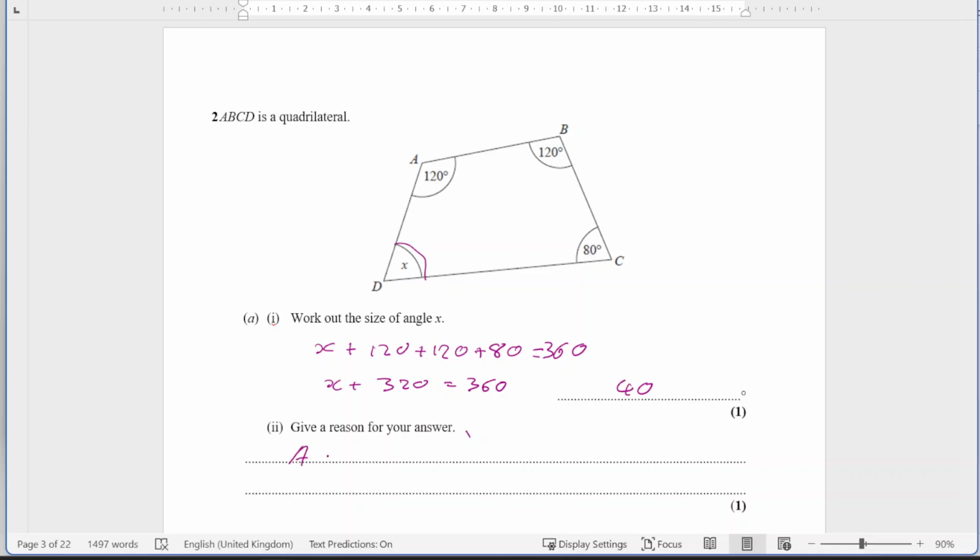Angles in a quadrilateral equal 360 degrees.